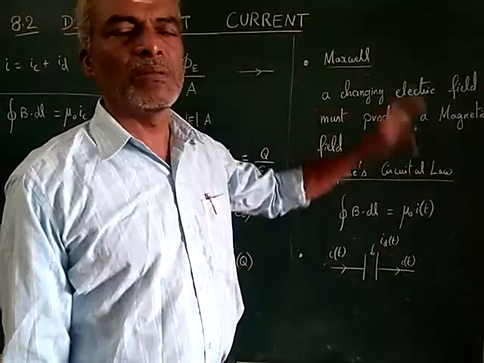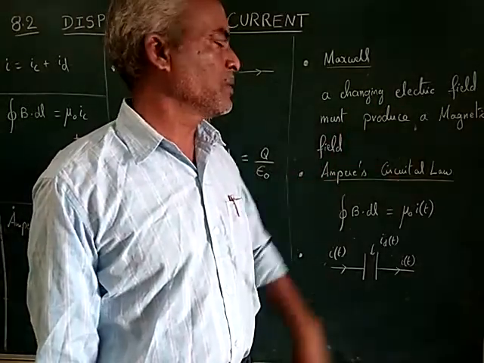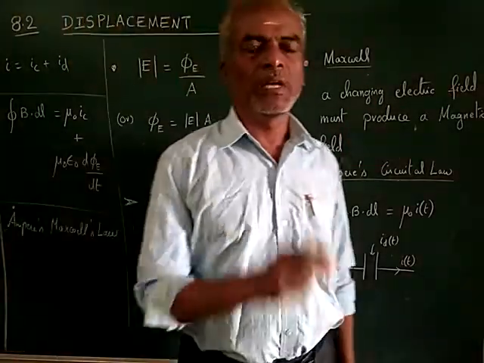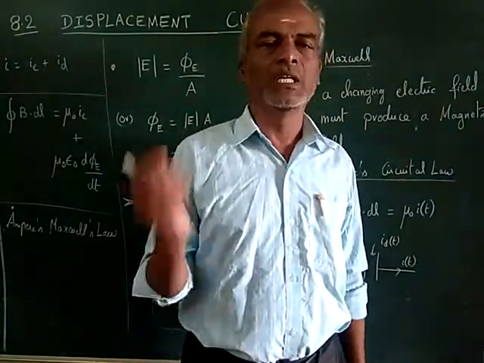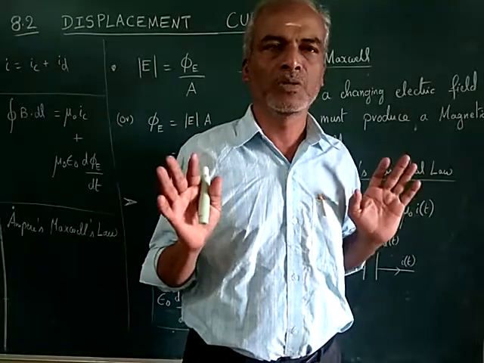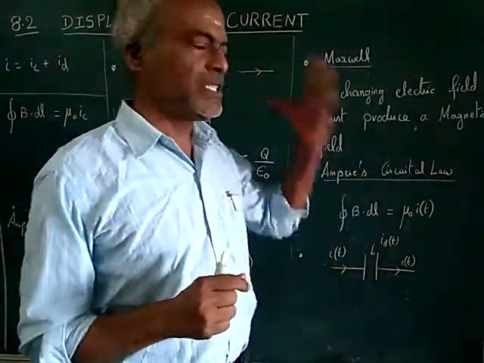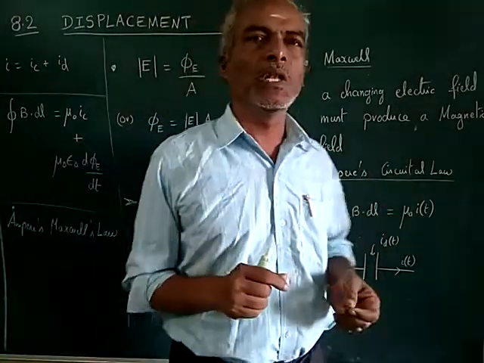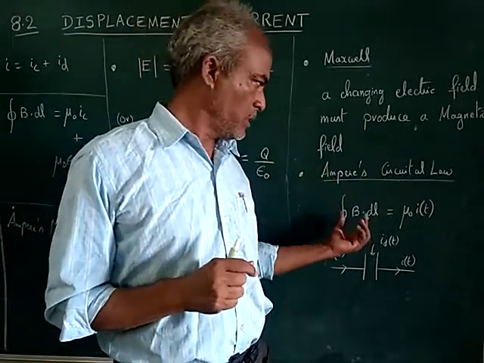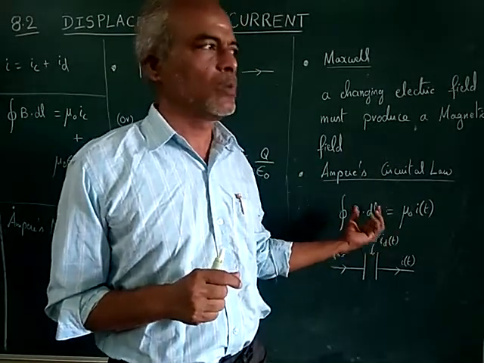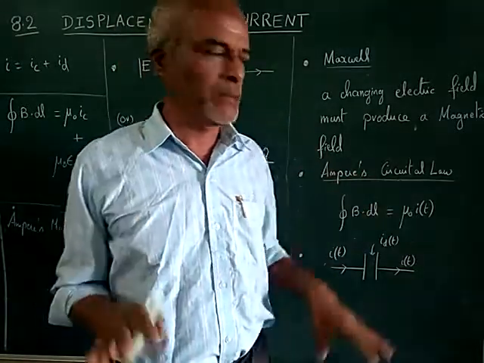The statement given by Maxwell was, a changing electric field must produce a magnetic field. So when the electric field changes, if there is a rate of change, then a magnetic field is produced. This is the statement given by Maxwell. Initially we saw Ampere's circuital law. The drawback with Ampere's circuital law was overcome and Maxwell made it a complete statement.